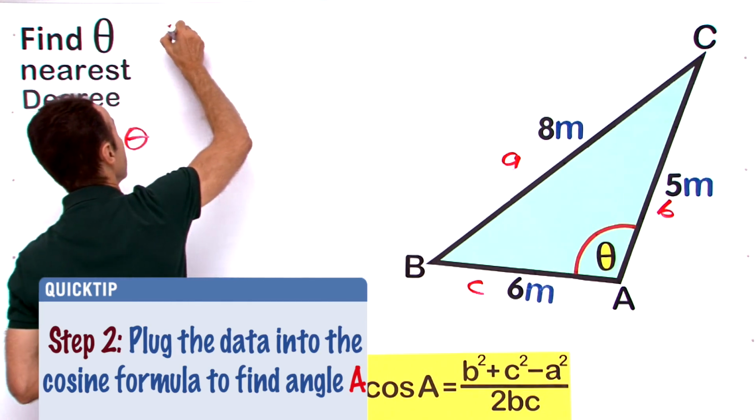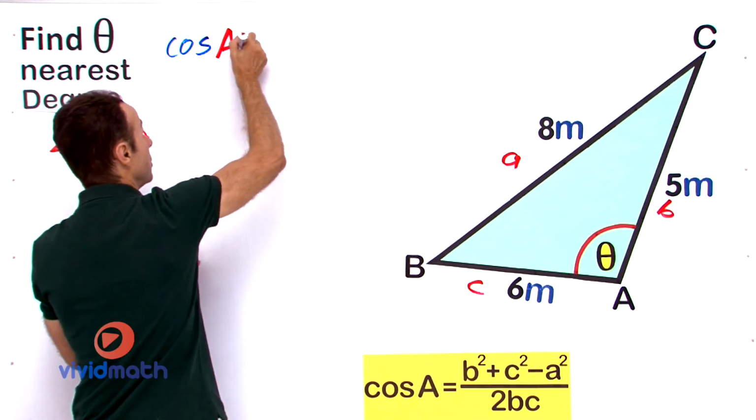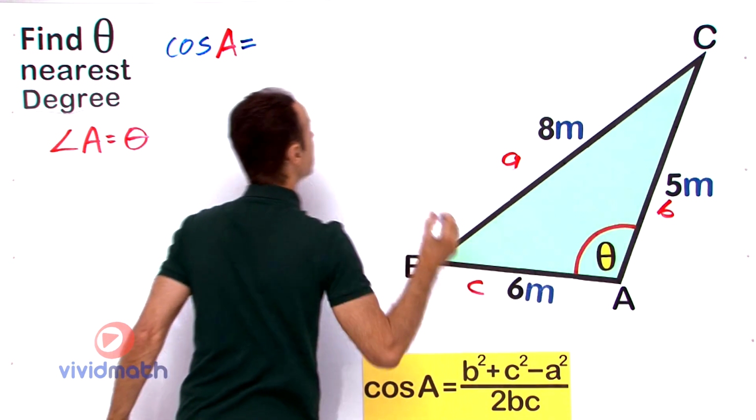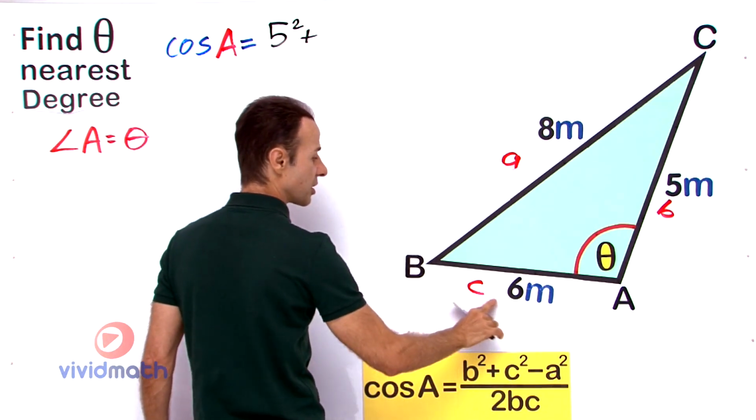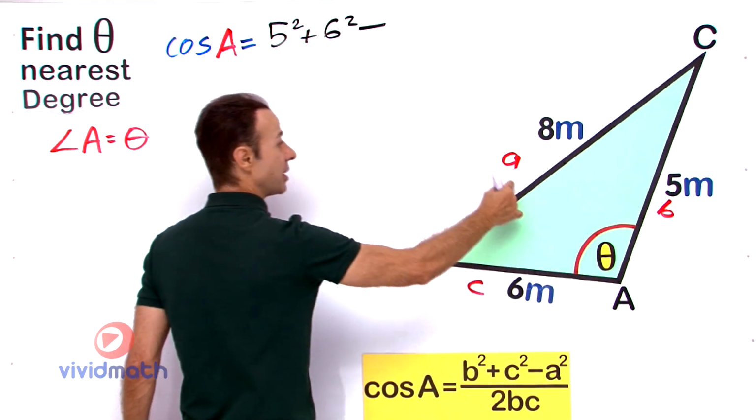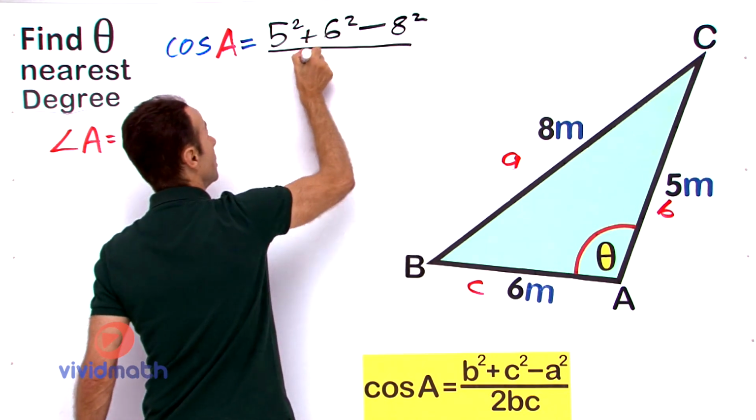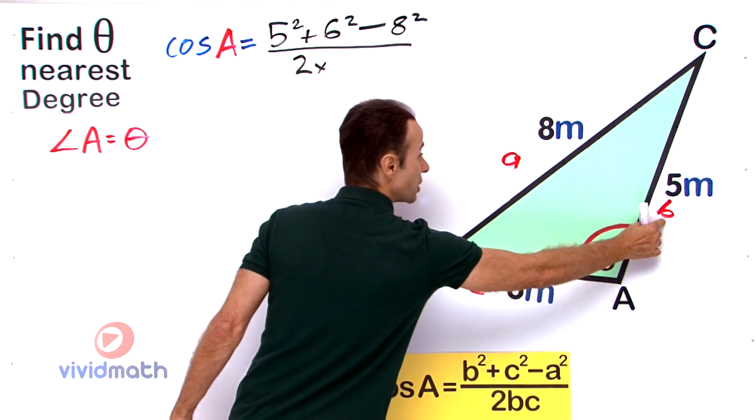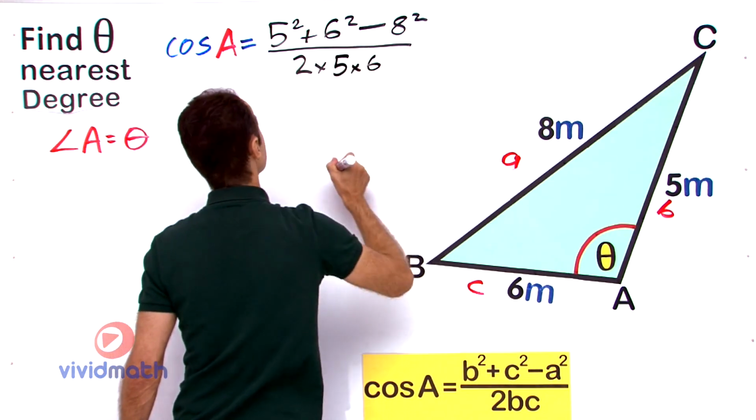So cosine A, the angle, uppercase, equals, on the top, we have b squared. Now what's our b? b equals 5, so that'll be 5 squared. Plus c squared, so c equals 6, plus 6 squared, minus a squared. Now a equals 8, so it's minus 8 squared. All over, divided by 2 times b times c. What's our b? 2 times 5, times c, which is 6. 2 times 5 times 6.